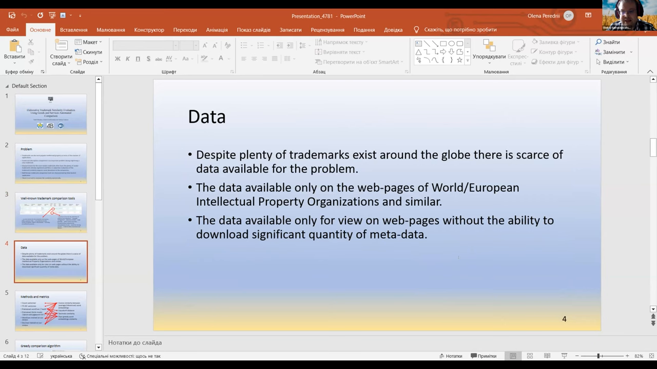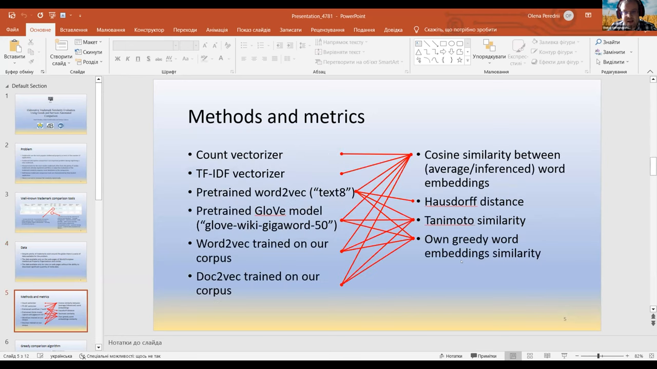Unfortunately, despite a lot of trademarks existing, it's impossible to upload or process information for them. In offline mode, I cannot download information from these sites. I cannot even do processing of a lot of trademarks at the same time. So unfortunately, gathering data is a problem and having data is a problem here. And we were able just to gather some limited information about trademarks for this research.